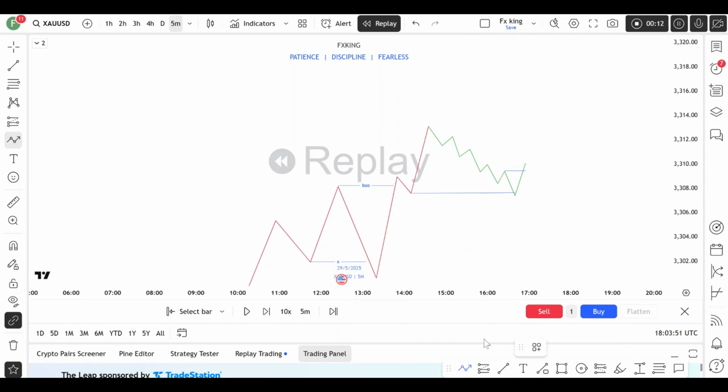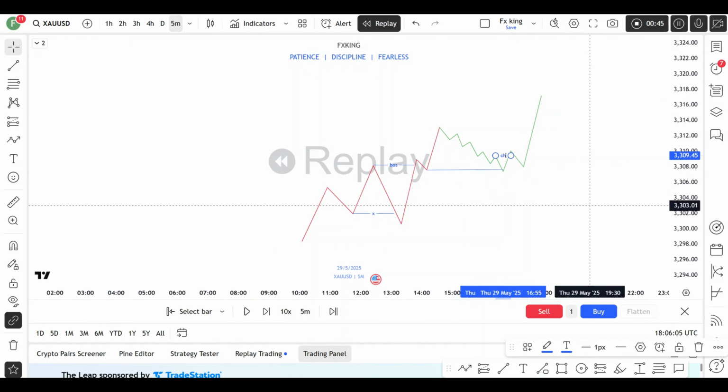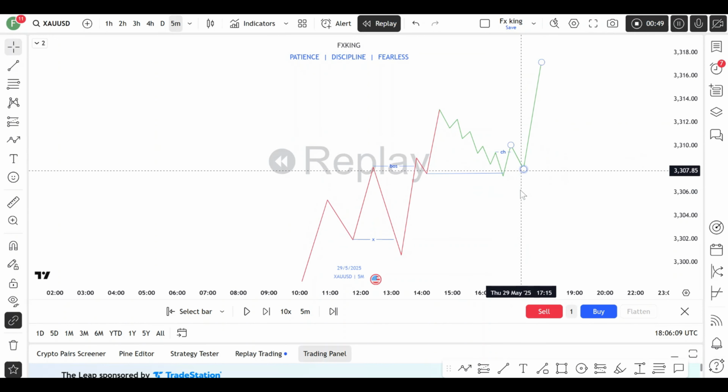That's a change of character. So this is our change of character here, and as I was saying, you can enter off this order block here, the candle that swept. If you are entering off here, this is how you are positioned.